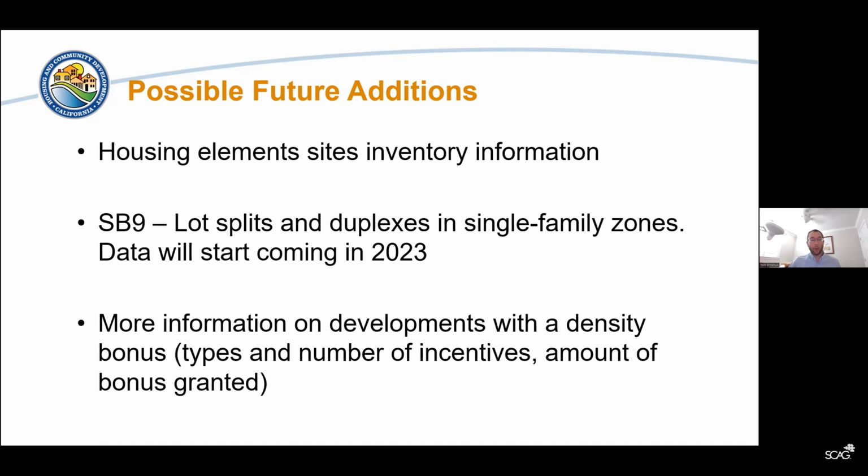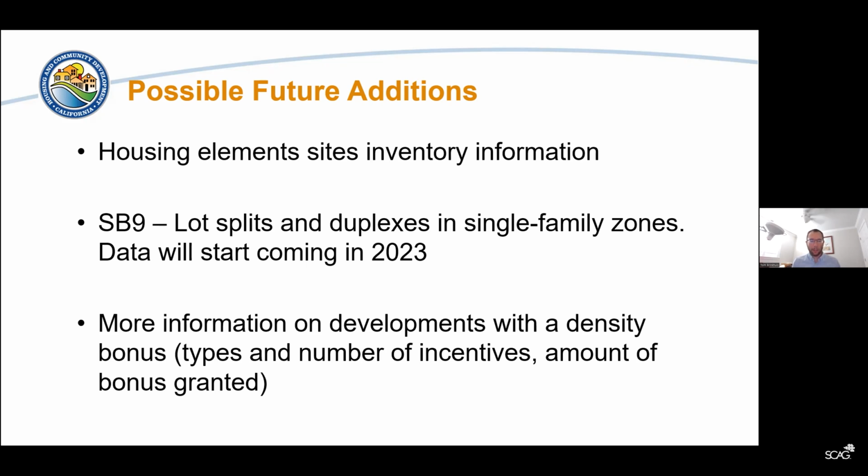SB 9, so that's lot splits and duplexes in single family zones. Local governments are now required to report requests to do those lot splits and create those units on the annual progress report. So this year, 2022, is the first year that the legislation is in effect. So we will be getting that data in 2023 on the reports that are reporting out on this year. So look for that.